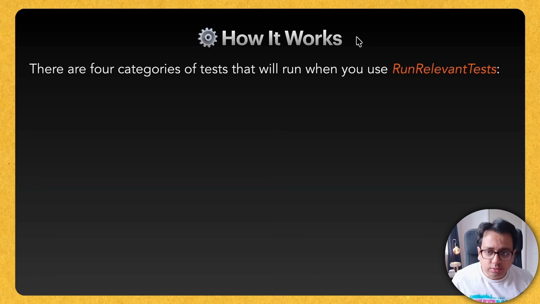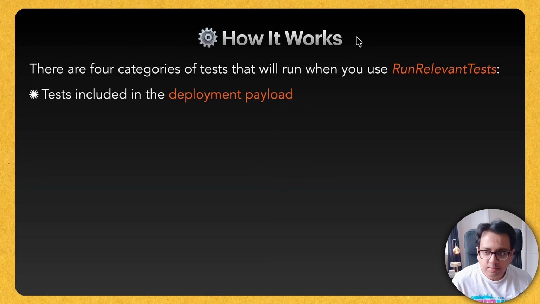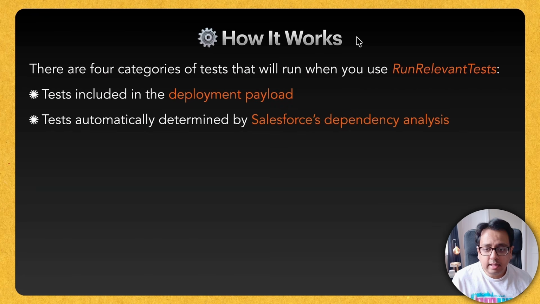So how does it work? There are four categories of tests that will run when you use run relevant tests. Let's understand that. Number one, tests included in the deployment payload. If you are including any tests in the deployment payload, it is definitely going to run those. Number two, tests automatically determined by Salesforce dependency analysis. Salesforce dependency analysis will try to understand all the tests that are relevant to the changes that are being deployed, and it will automatically run them.